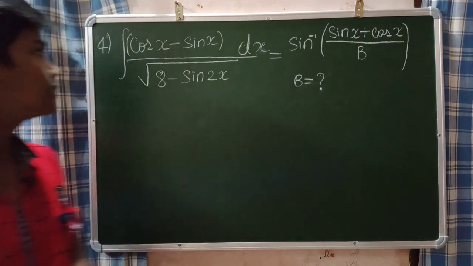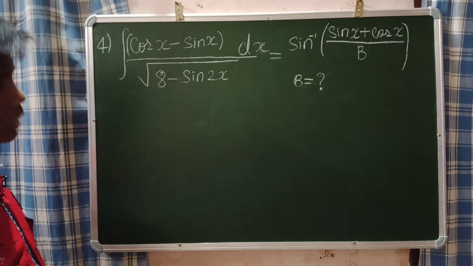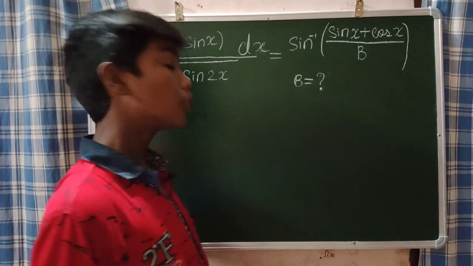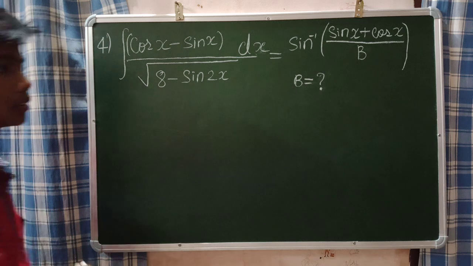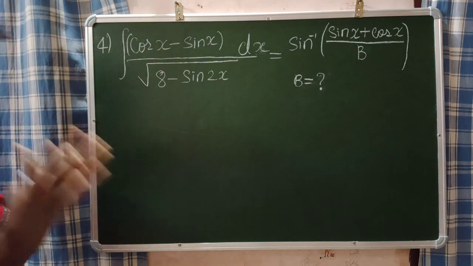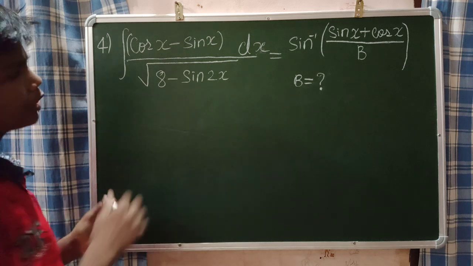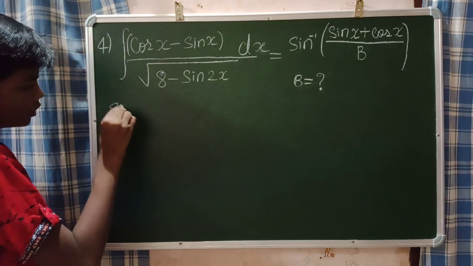Our next question is: integration of (cos x minus sin x) divided by root of (8 minus sin 2x) dx is equal to sin inverse of (sin x plus cos x) divided by b, and they are asking what is the value of b. So guys, how we are going to approach this question is, see here, there is a term like sin 2x, right?